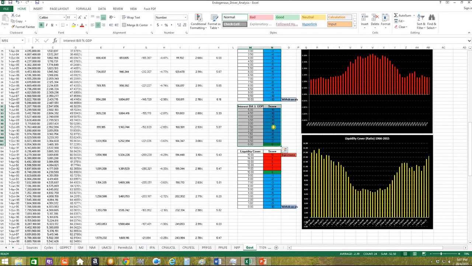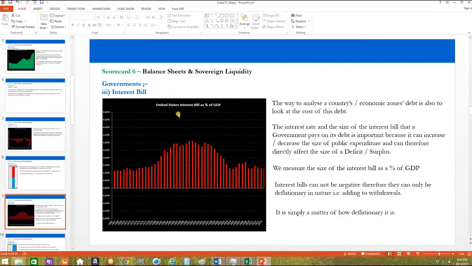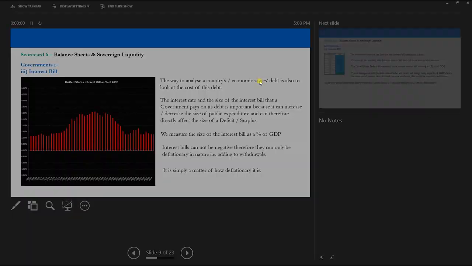And you can see all of these numbers are basically deflationary, because we can't have an inflationary contributor number from an interest bill as a percentage of GDP that's positive. It can only be zero or positive. So let's go back over to the presentation and have a look at this number.